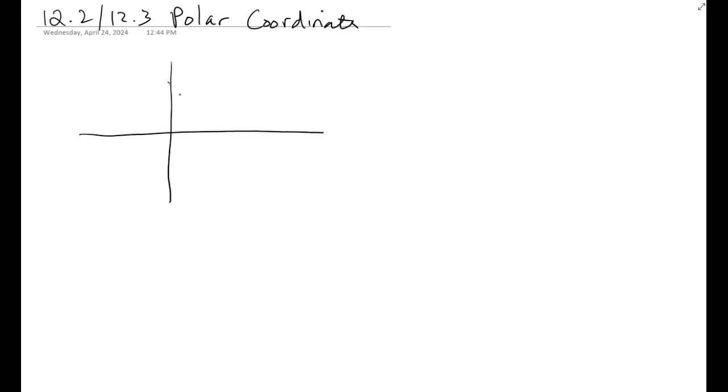So in this video, we're going to take a look at 12.2 and 12.3. We won't be doing all the sections, just an intro to what we call polar coordinates. To do that, let's start with our basic unit circle.